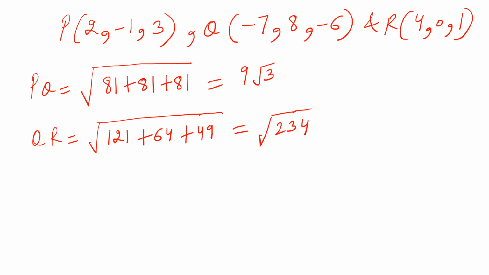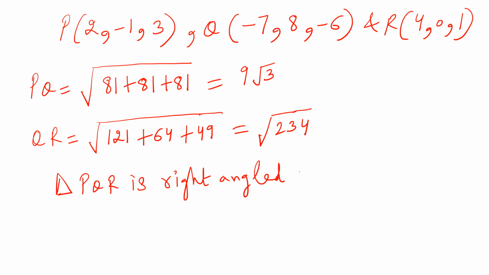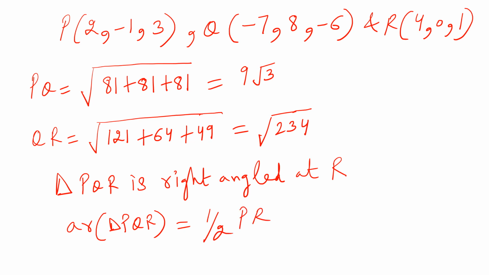Now students, we have to find the area of triangle PQR. We know that both points Q and R, they lie on the same plane M. And since PR is perpendicular to the plane M, so I can say that triangle PQR is right angled triangle. So hence area of triangle PQR will be equal to 1 upon 2 into PR into QR.